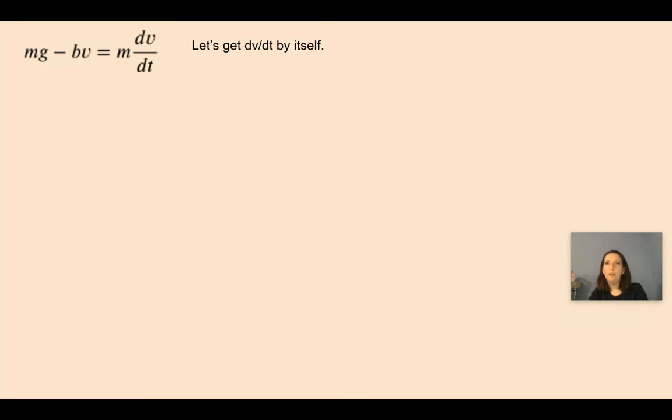Okay? You might have problems with just a resistive force, in which case, instead of mg minus bv, it just might be negative bv equals m dv dt. And one of your homework problems actually takes you through a question like that. But it uses that same separation of variables and u sub.